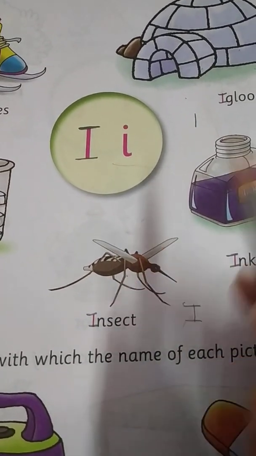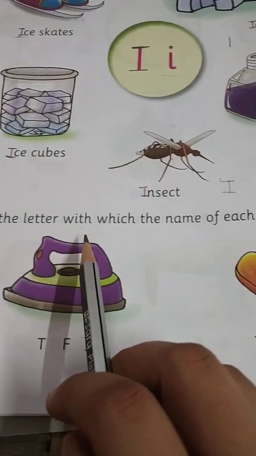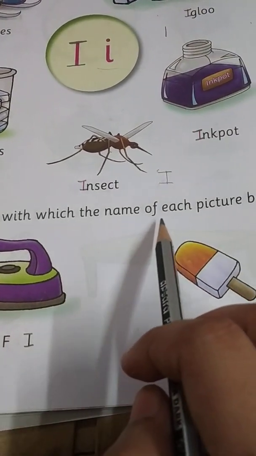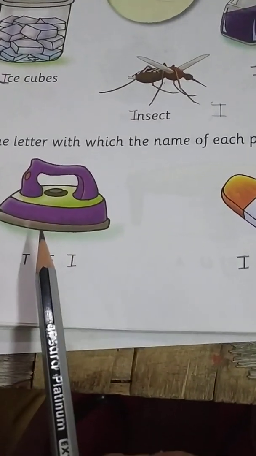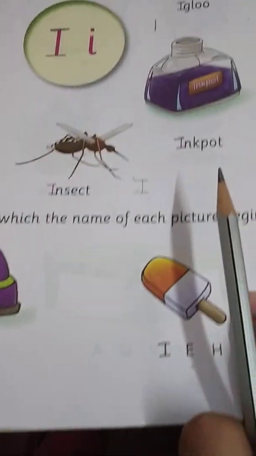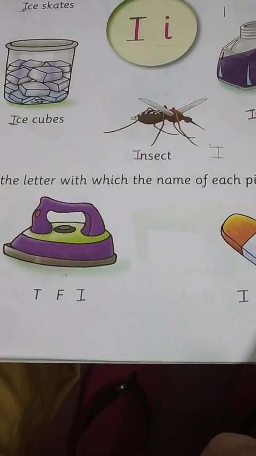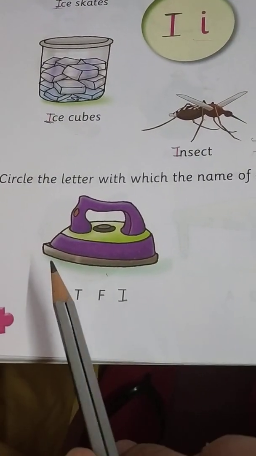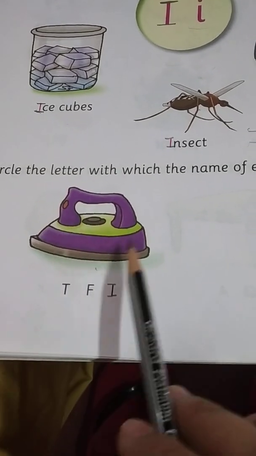Okay? What is written here? Circle the letter with which the names of each picture begin. Okay, see, there are two pictures. One is this and one is this one. So we have how many pictures? We have two pictures. And what we need to do? We need to circle the correct letter with which the picture begins.